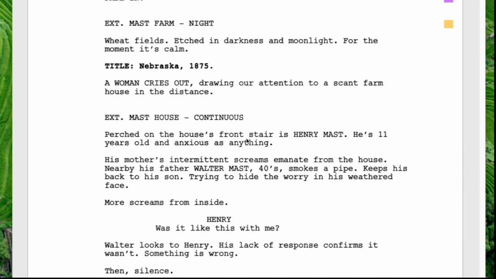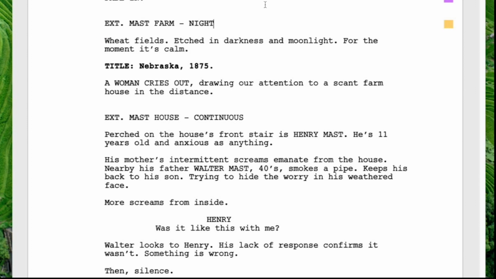Structure and formatting go hand in hand in screenwriting. There's one aspect of the formatting in a screenplay that I think is often overlooked and really important, and that's the simple scene heading, sometimes called a slug line. It's this right here. It's what separates each scene. That's why it's a scene heading.